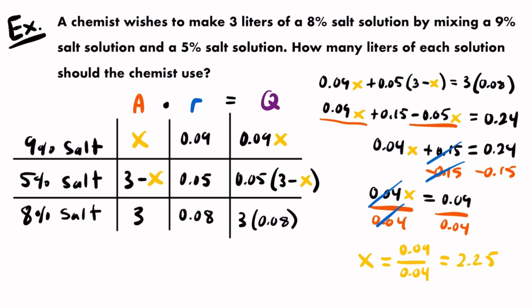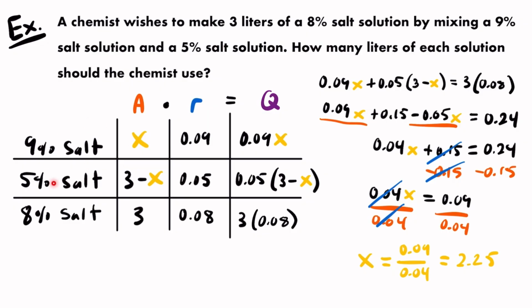Okay, so now what does that mean? We solved for x in this equation, but what does that tell us? Well, remember what we let x be equal to. We said that x represents the amount of the 9% salt solution. And what we're trying to figure out in this problem is how many liters of each solution the chemist should use. So we have one of those answers. We now know that he should use 2.25 liters of the 9% salt solution.